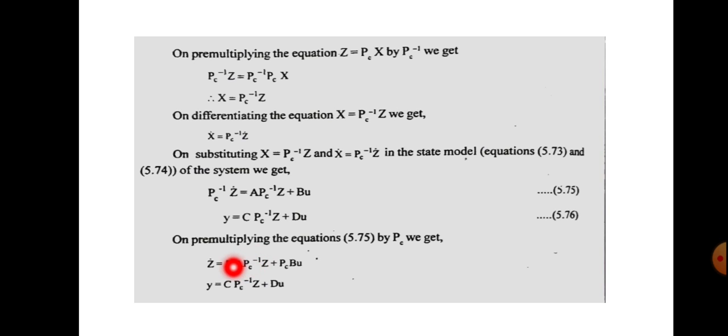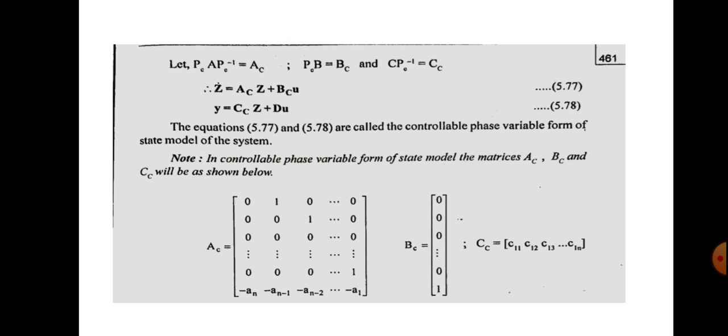Here we are making some substitutions: Pc into A Pc inverse is equal to Ac, Pc into B equal to Bc, and C Pc inverse is equal to Cc. So we will get z dot equal to Ac z plus Bc u, y equal to Cc z plus Du. These equations represent the controllable phase variable form of the state model.